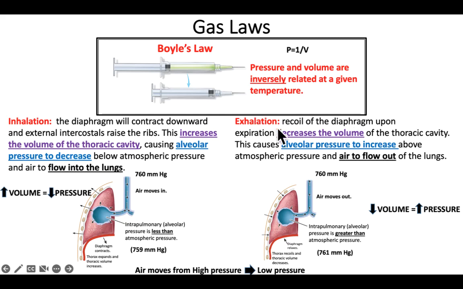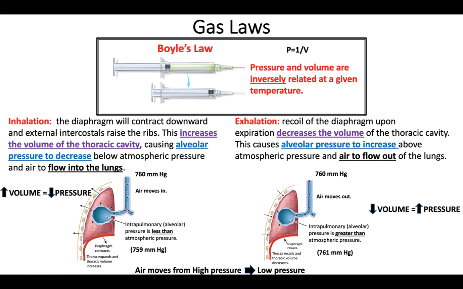Looking over here during exhalation, these muscles are going to relax. So the diaphragm relaxes, the external intercostals relax. You get recoiling, so the chest gets smaller. And when the chest gets smaller, that's going to raise the pressure inside the alveoli. And now that's going to help move air out of the lungs into the atmosphere.